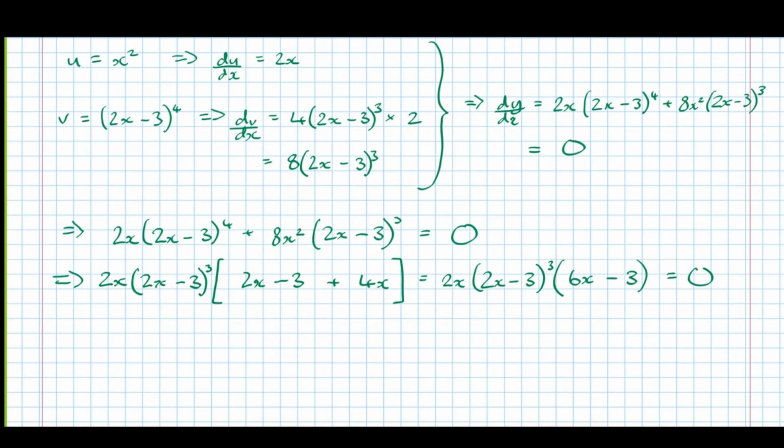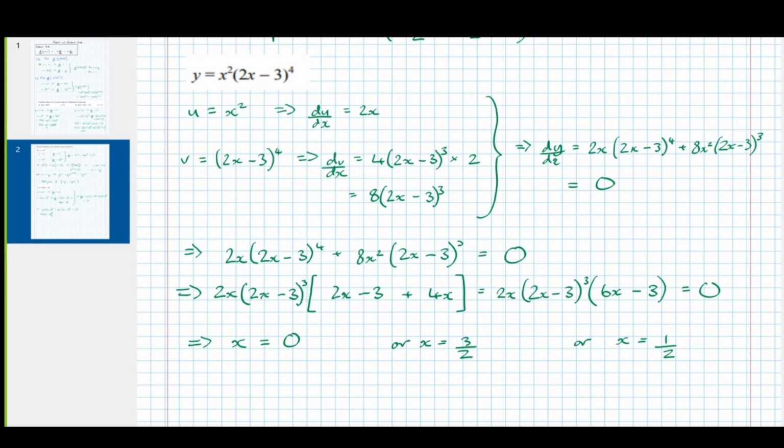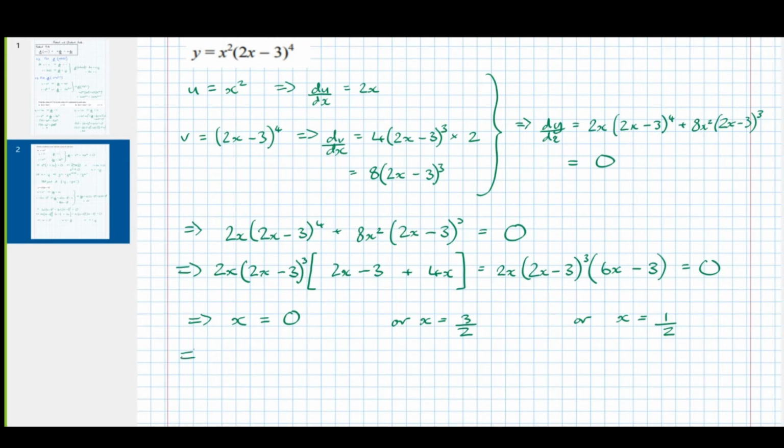So that tells us either x equals 0, or x equals 3 over 2, or x equals 1/2. 6x equaling 3 means x equals 1/2. So I've got 3 stationary points now that I need to find the y values of. So I'll leave the original equation on there. So x equals 0. Well, trivially, if we sub 0 in, y equals 0.